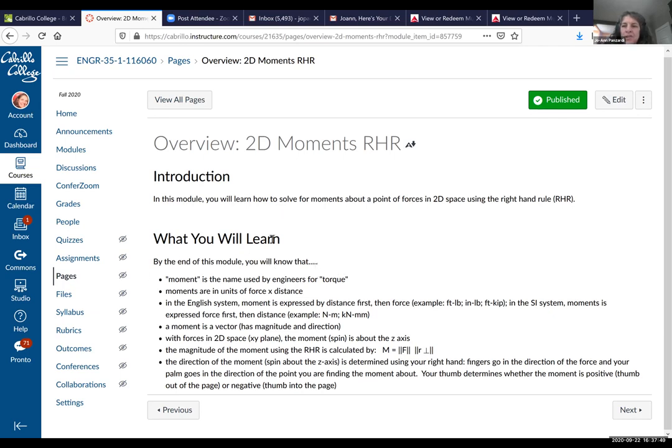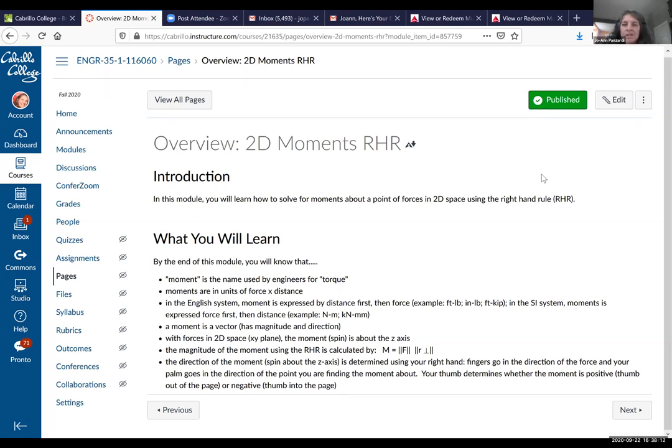By the end of this module, you will know that. So here's some introductory stuff for moments. One, engineers use the word moment where physicists use the word torque. So from now on, we're using moment. How you calculate moment is force times distance. So that means it's going to have a unit of force times distance.